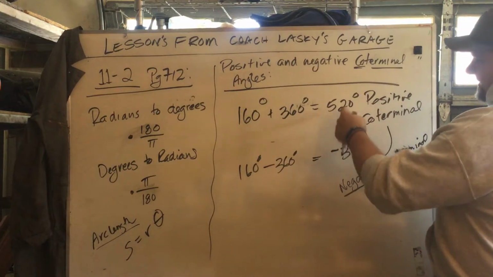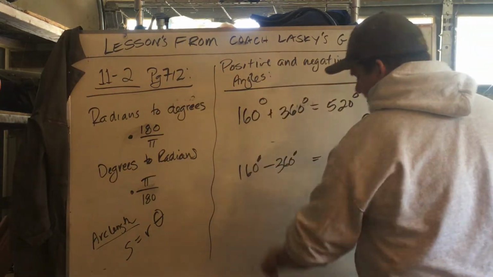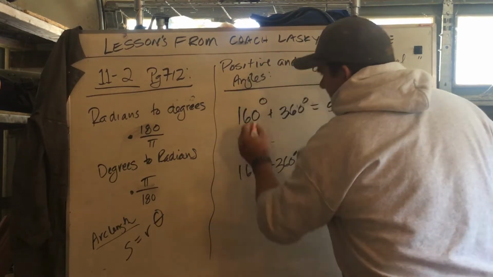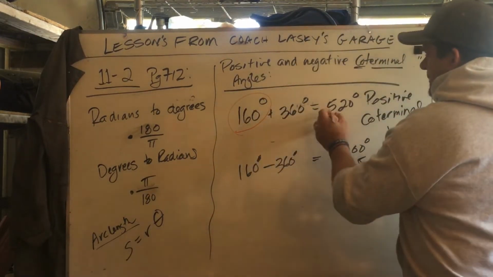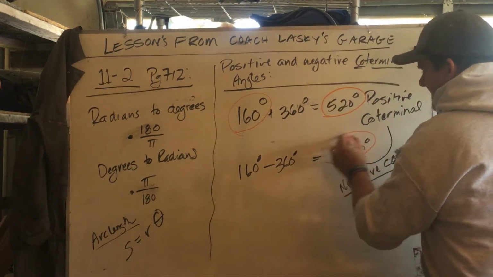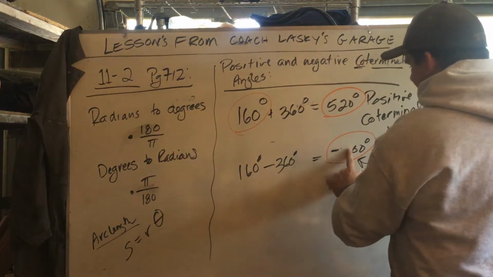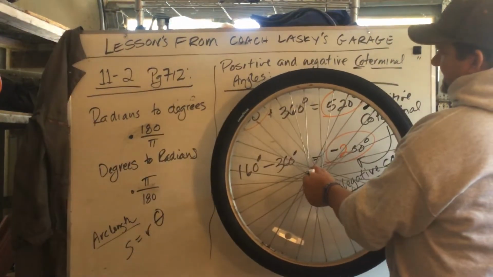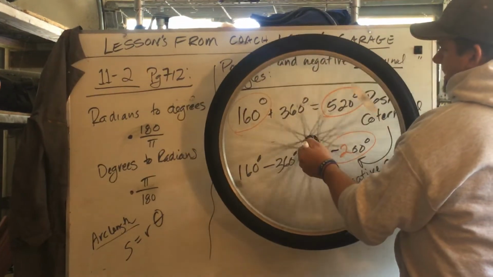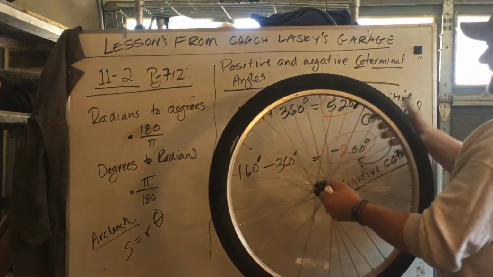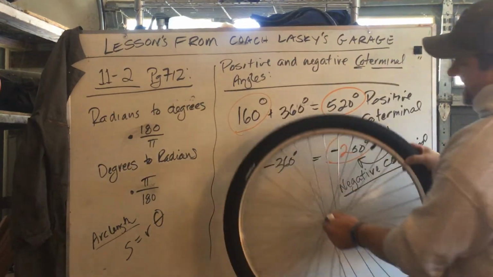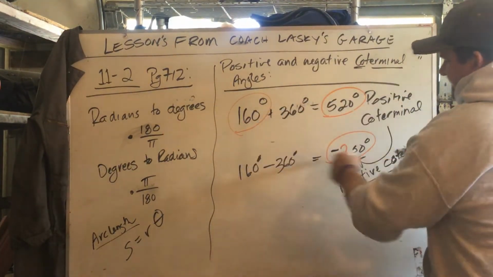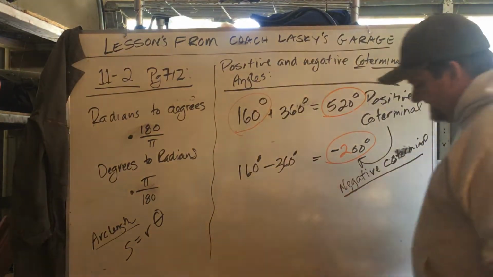So you have three angles that are coterminal. We have 160, we have 520, and we have negative 200. Start at 160, go around 360, 520 degrees. Take it away, start at 160, go backwards 360, gives me negative 200. So that's how you do positive and negative coterminals.